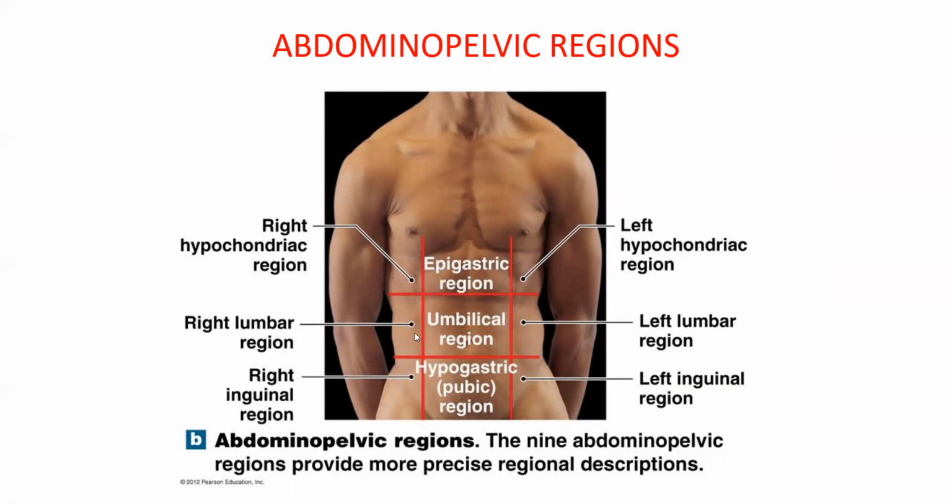On either side of the umbilical region is the lumbar region, appropriately named because this is typically where the 5 lumbar vertebrae will be found, or in this section of the abdominal pelvic cavity anyway. Here's the right lumbar region, and here's the left lumbar region. And on either side of the hypogastric region is the inguinal region. Here's the right inguinal region and the left inguinal region.